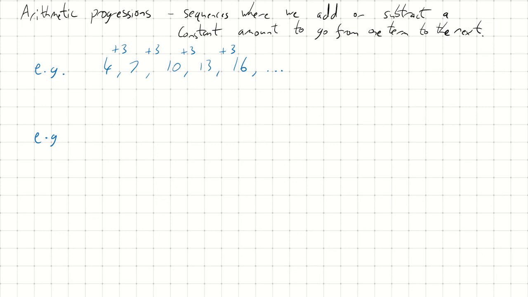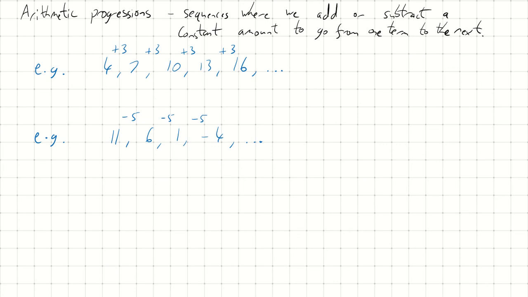A second example: 11, 6, 1, minus 4, and so on. Also an arithmetic sequence because we're now subtracting 5 each time. A fixed amount we subtract each time.